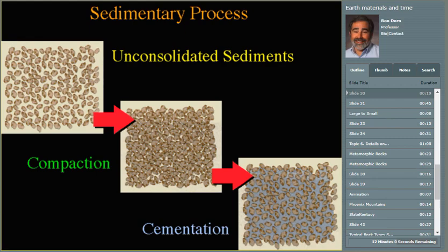After the pieces are deposited, they lithify. Lithify is a general word for turning into rock. The process typically involves compaction, where the pore spaces or the air spaces are squished out, and then the grains cement together and harden.